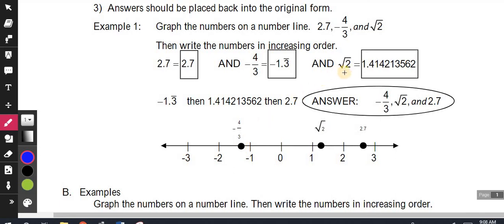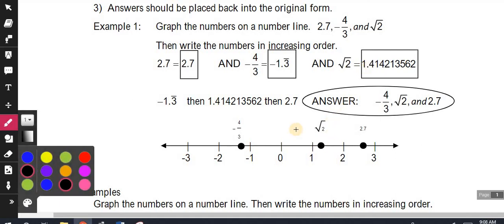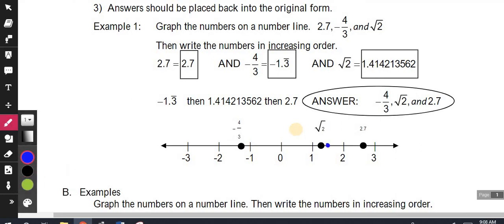The square root of 2, which has a decimal representation of approximately 1.4, I would probably have this dot a little bit closer to midway in between here. So I'd put my square root of 2 a little closer here, but we've got the general idea of our square root of 2 being between our 1 and 2, close to the halfway point. And then our 2.7, which is obviously just 2.7, will occur between 2 and 3, a little bit closer to the 3 than it is to the 2, so a little past our midway point.